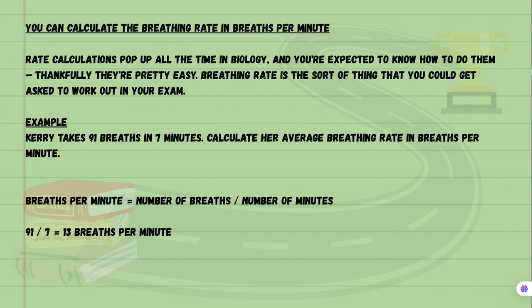For example, Carrie takes 91 breaths in 7 minutes. Calculate her average breathing rate in breaths per minute. Breaths per minute equal number of breaths divided by number of minutes. 91 divided by 7 equals 13 breaths per minute.